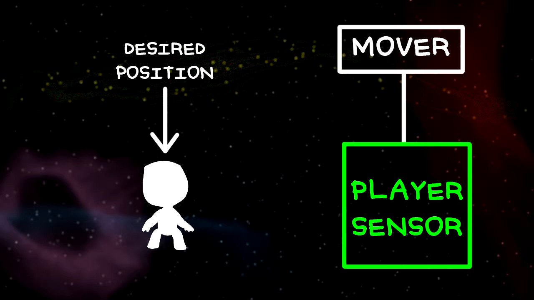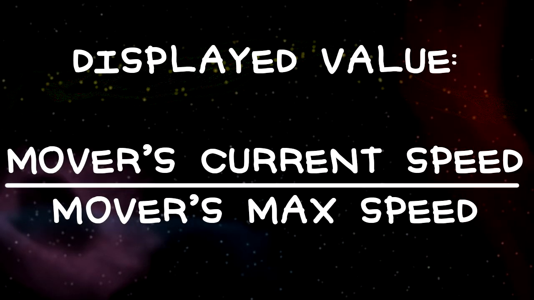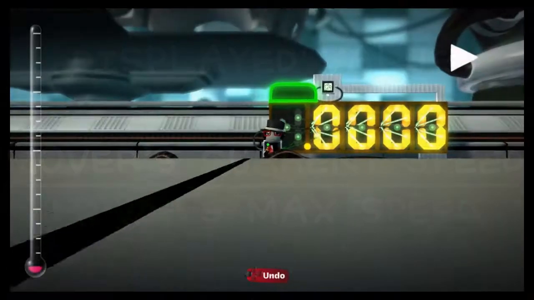Since the player sensor determines how fast the whole object moves, the signal output by the player sensor in this state is the proportion of the contraption's current speed to its maximum speed, which I set to 10 units. Thus, if we simply multiply the number on the display by 10, we'll get Sackboy's running speed in in-game units. Let's try it out.